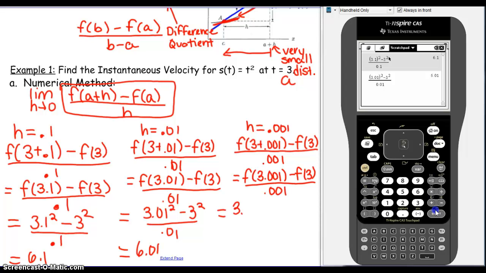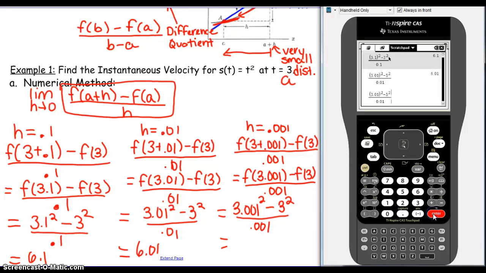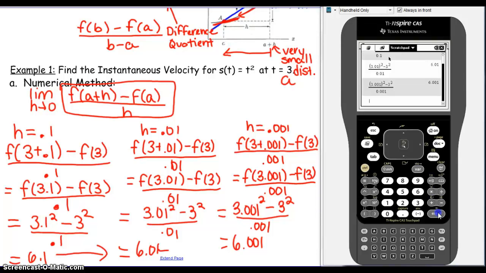Same thing, we're going to have 3.001 squared minus 3 squared over 0.001. And you may even be able to guess what this answer is going to be just by looking at the previous two answers. And this one is 6.001. So you can see that as h gets closer and closer to 0, these limit values get closer and closer to 6. So we would say that this is most likely equal to 6. And so in the next frame, we're going to look at how we can solve this algebraically.